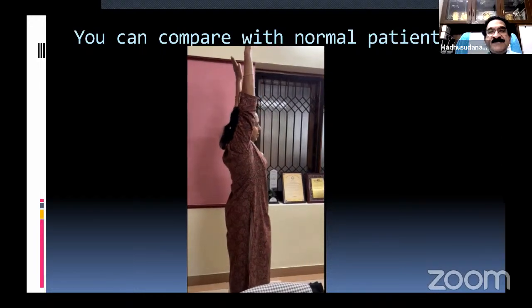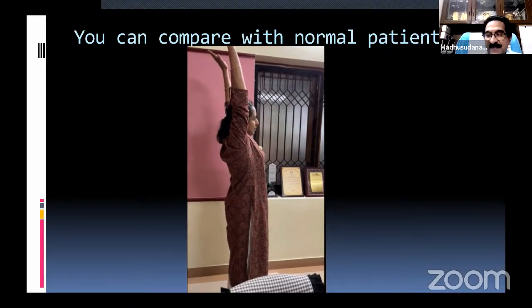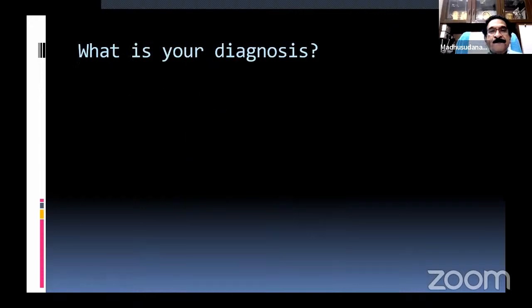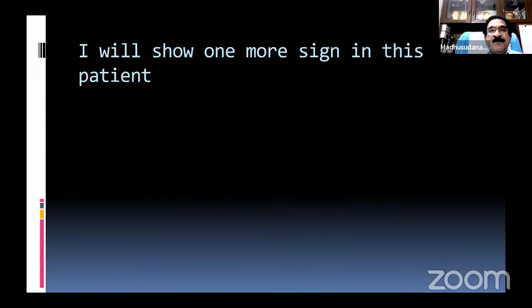This is what a normal person does. Our patient's trunk is going into this position. And one more sign in this particular patient, that is the Beevor sign.